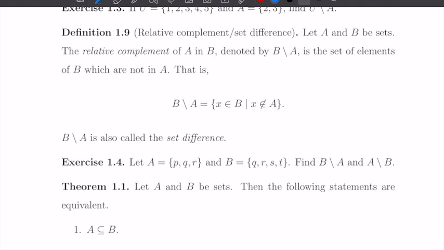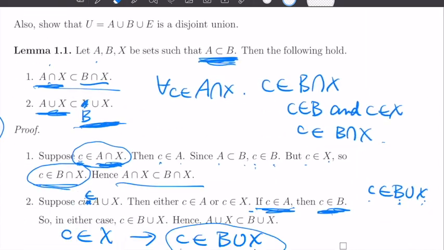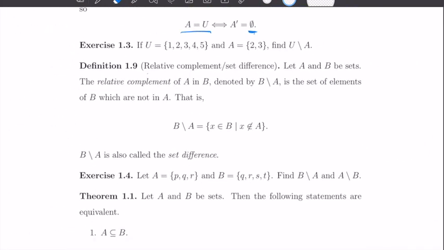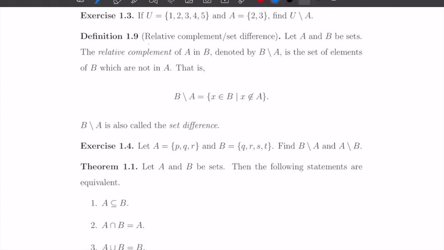So this is a related concept, relative complement or set difference. Actually, the previous complement is a special case of this one. Okay, let A and B be sets. The relative complement of A in B, denoted by this, is the set of elements of B which are not in A. That is, this is defined by this, that is, the subset of B which is not part of A.